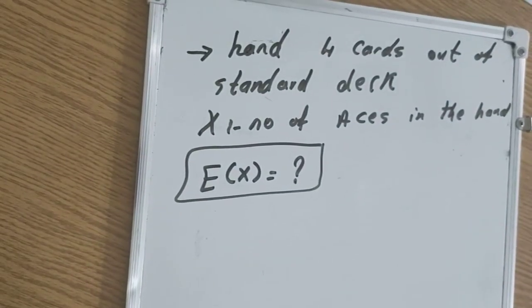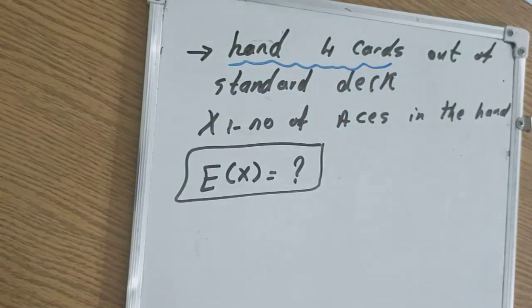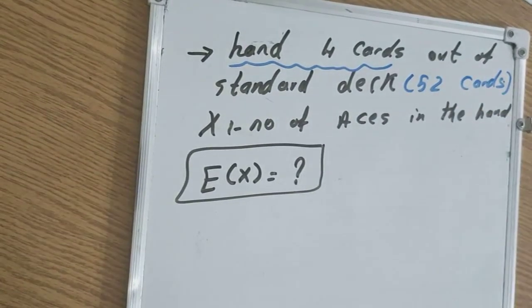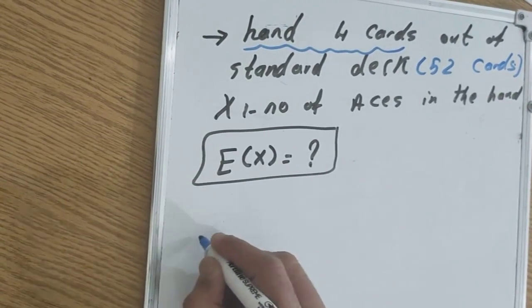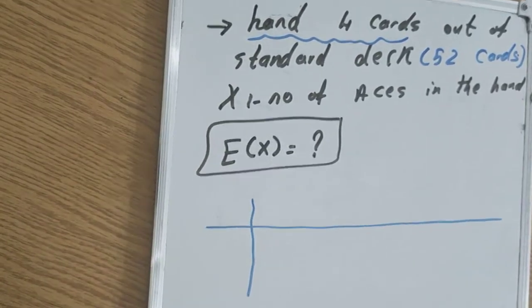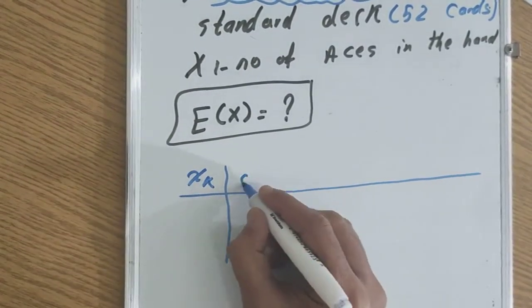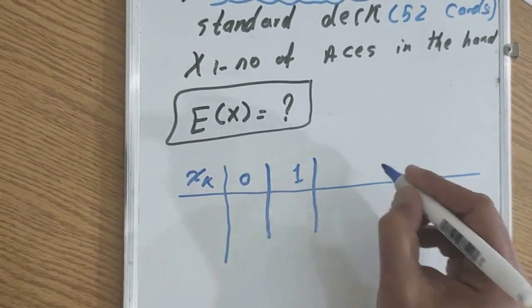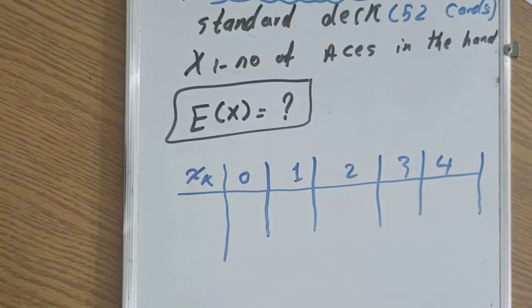In this example, our experiment is that we have a hand of 4 cards out of the standard deck, which is 52 cards, and our random variable x is the number of aces in the hand. And of course, we need the probability distribution of this discrete random variable. x may be 0, that means our hand has 0 aces, or x can be 1 or 2 or 3 or 4. That's the maximum number of aces in our hand, 4 aces.